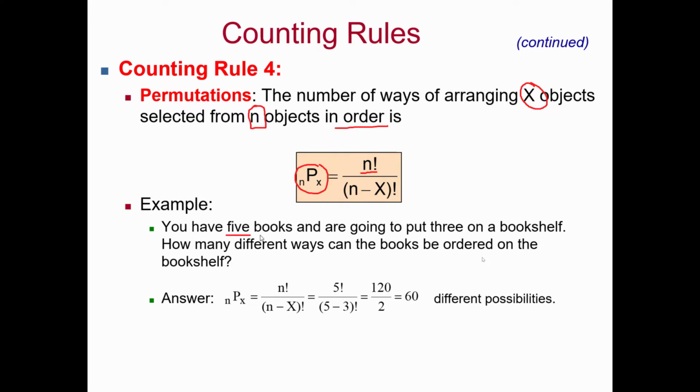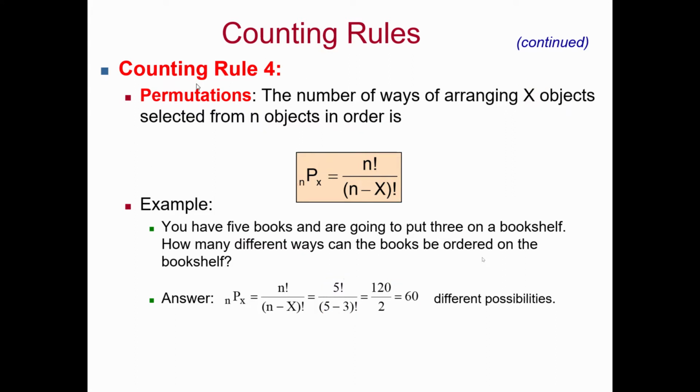So for example, if you have 5 books and you're going to put 3 on a bookshelf, here your n is 5 and x is 3. So the number of permutations will be factorial 5 over 5 minus 3 factorial. Factorial 5 in the previous example we have seen as 120. So 5 minus 3 is factorial 2, which is 2 into 1, therefore it is 2. So the answer here is 60. So this is the sample space in this scenario of arranging 5 books, where you pick up 3 books from the 5 books.